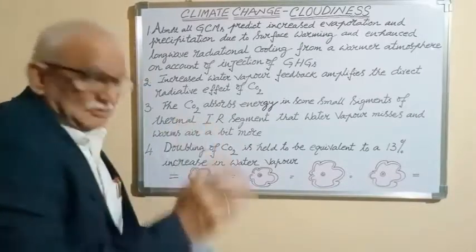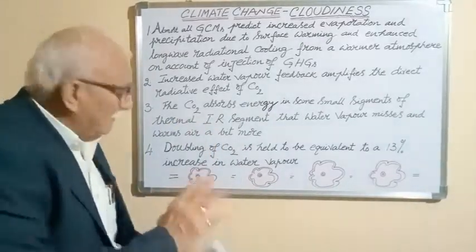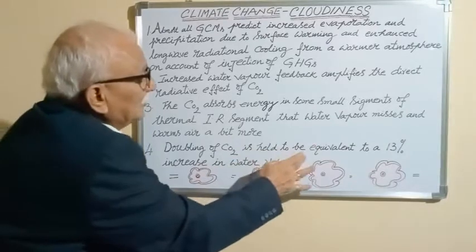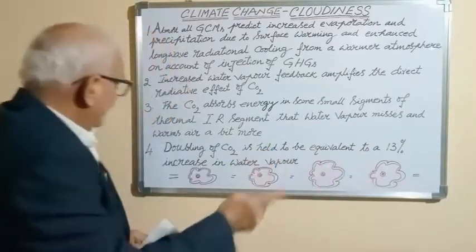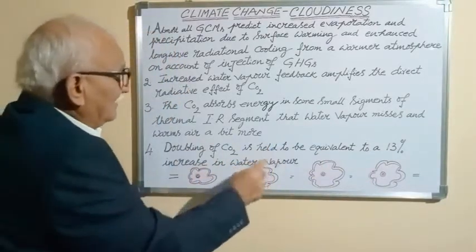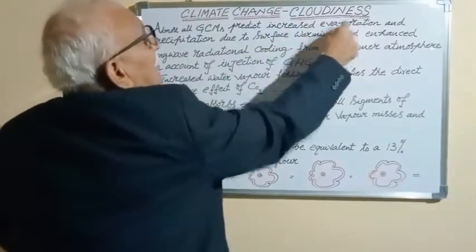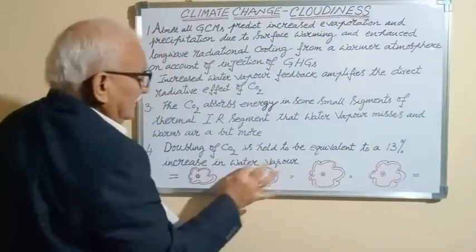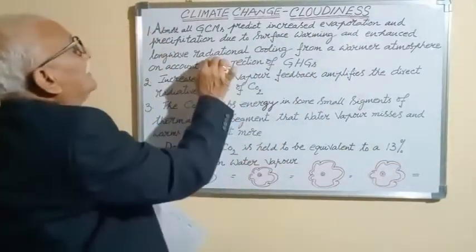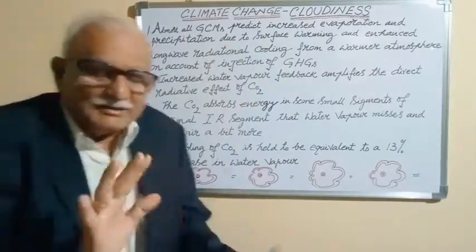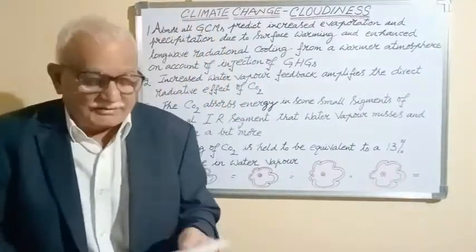Now, a doubling of CO2, for instance, is held to be equivalent to a 13% increase in the water vapor. Now, increased evaporation, 13% increase in the water vapor, CO2, radiational cooling. This is the basis for the remaining part of our discussion.